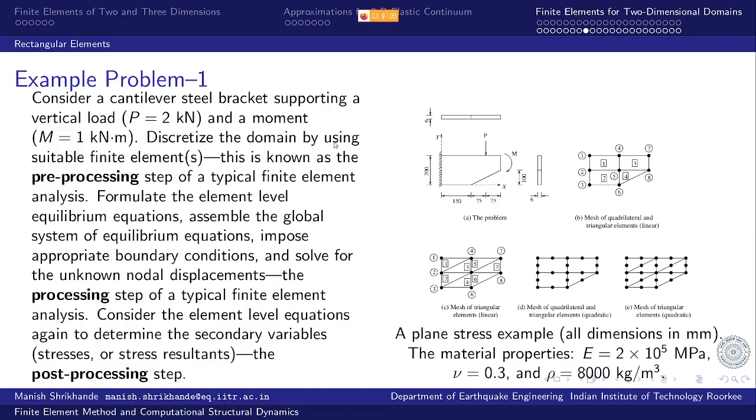of 1 kilonewton meter, and this is a steel plate, Young's modulus 2 multiplied by 10 raised to the power 5 MPa, Poisson's ratio 0.3, and density is of course 8000 kg per cubic meter, and all dimensions are in mm, so 200 mm is the depth, and thickness of the plate is 6 mm. Right, so this is plan, and this is side view, this is elevation.